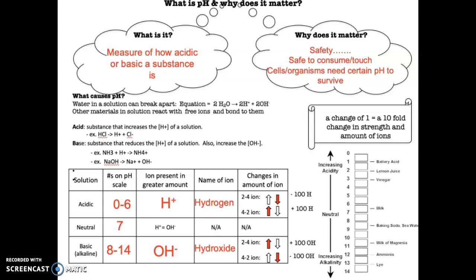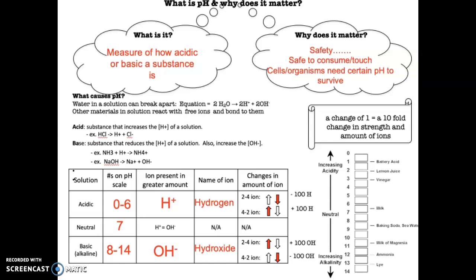If a solution is acidic, it has a great deal of hydrogen ions, so H+. Now remember, ions with pluses are cations. That means they are lacking electrons. So if you break the water and you end up with a bunch of hydrogen ions, you have an acidic substance. That's something that's going to range between a 0 to 6 on a pH scale.